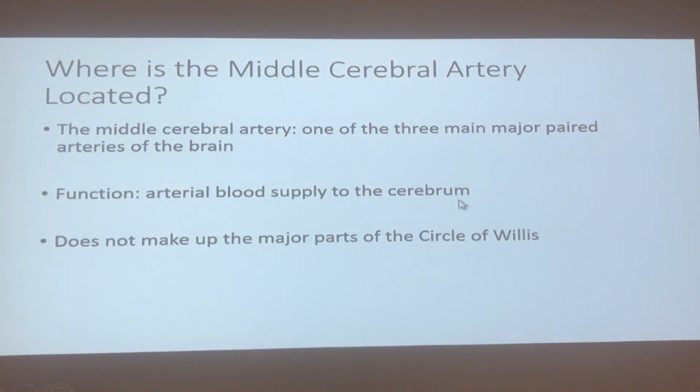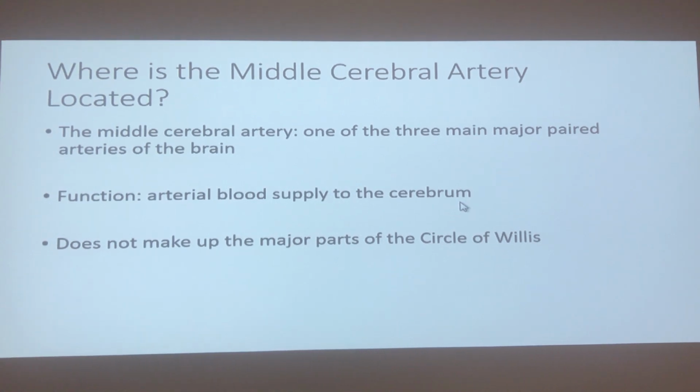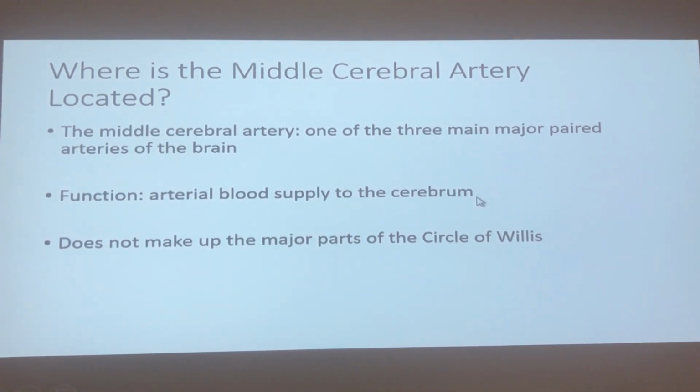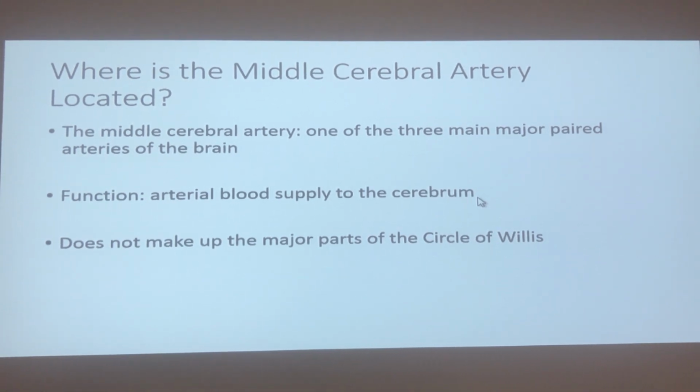The middle cerebral artery is one of the three main major paired arteries of the brain and does not make up the major parts of the circle of Willis. However, it does make up areas of the circle of Willis.